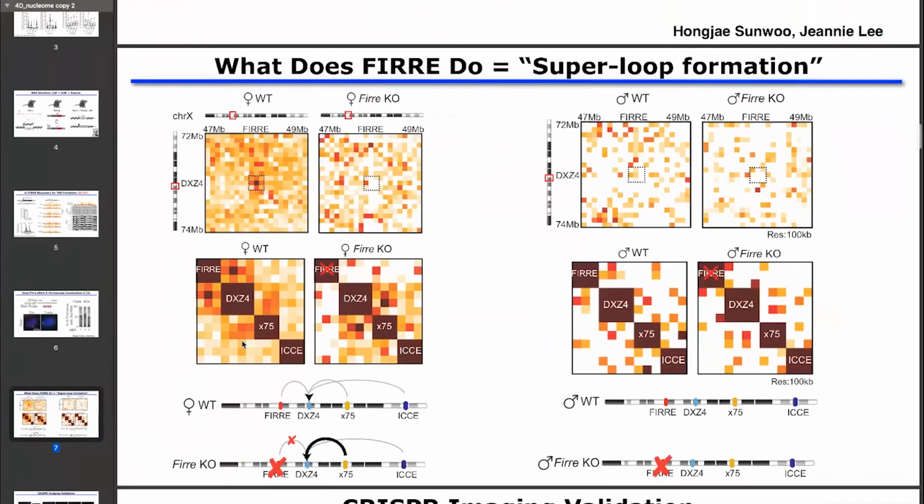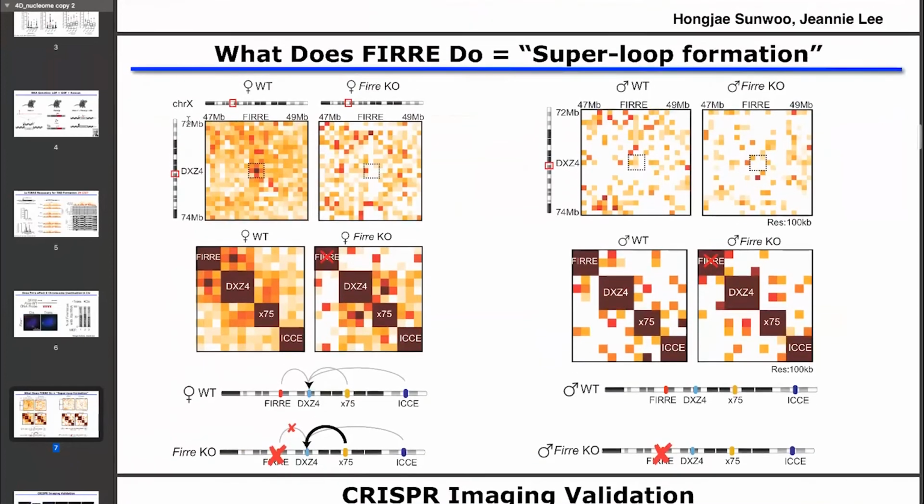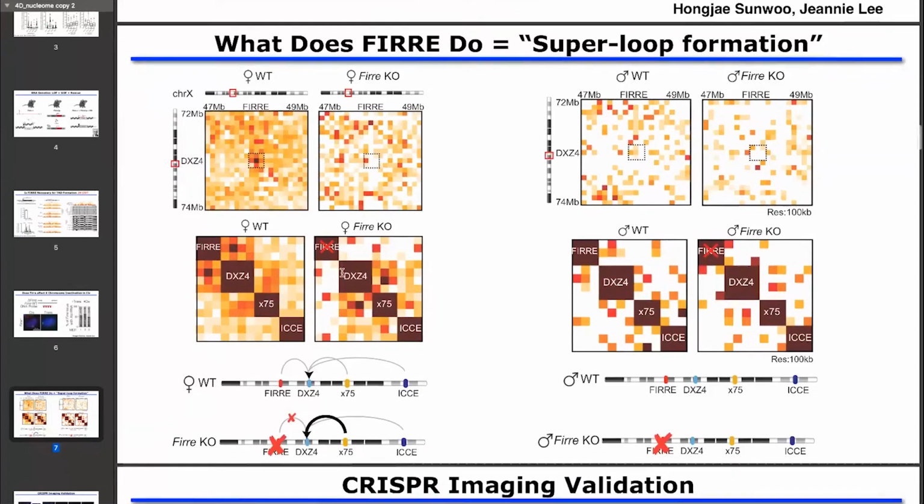So if we look more globally, here on slide 7, what you see is a wild type comparison with knockouts of this so-called megadomain on the X chromosome, depicted below in those bar diagrams, where FIRE acts with several other elements to localize to a site called the DXZ4 macrosatellite region. X75, ICE, and FIRE all converge on this central point. This has been seen by many groups. It's a very fascinating, big, long-range genome architecture, if you will.